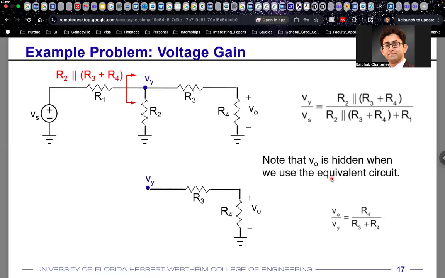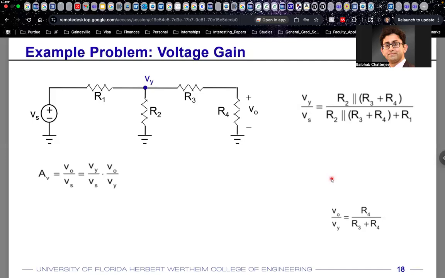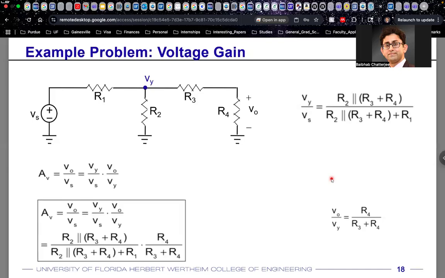You can find out the value of VO as a function of Vs and all those resistances. So effectively, you can find out what is the ratio of VO or V out over V source. That is your gain. Right? So that's going to be your method as you are trying to find out all the voltage divisions in the circuit. So that's what we are showing in this particular example. Any questions?